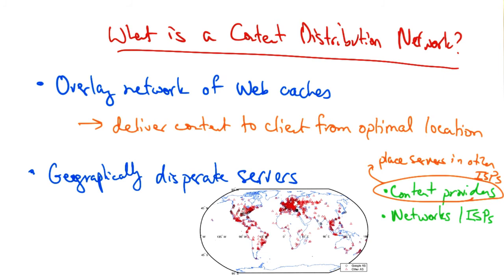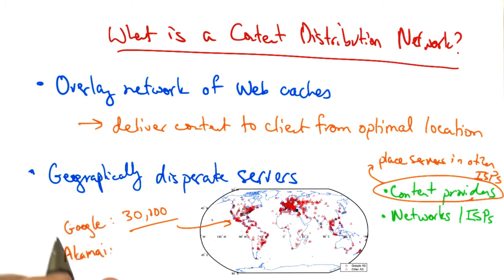The number of cache nodes in a large content distribution network can vary. For example, in the Google network, the USC researchers found that there were about 30,000 unique front-end cache nodes. As of about 2 years ago, the Akamai Edge platform reported about 85,000 unique caching servers in nearly 1,000 unique networks around the world in 72 countries.